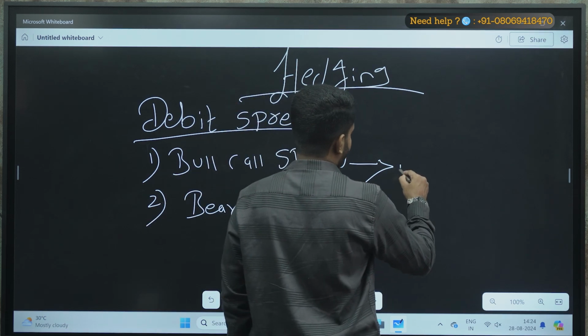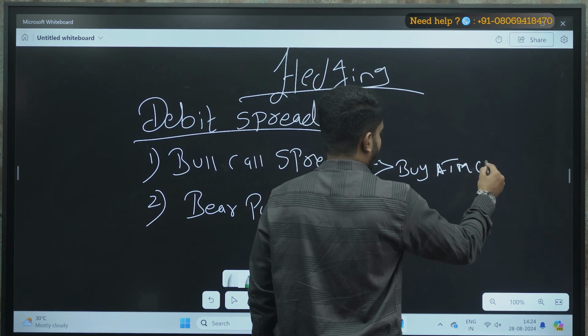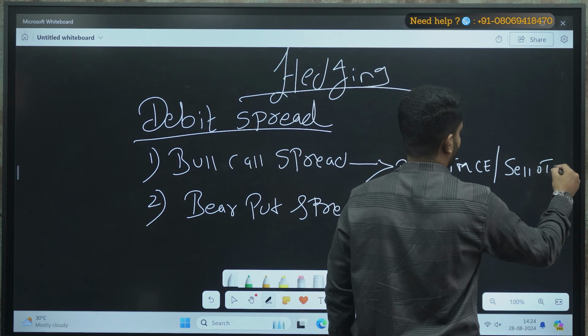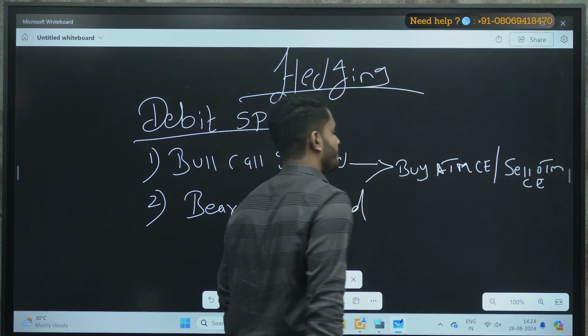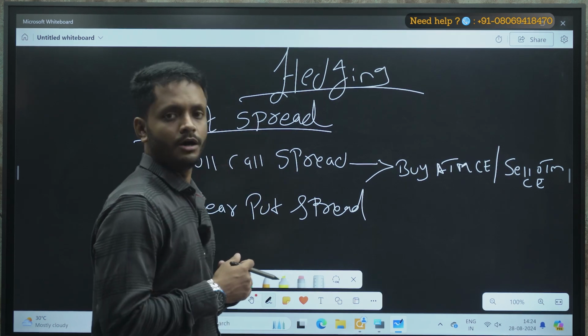Buy an ATM call and sell an OTM call. Buy an ATM call and go and sell an OTM call. That is a bull call spread.